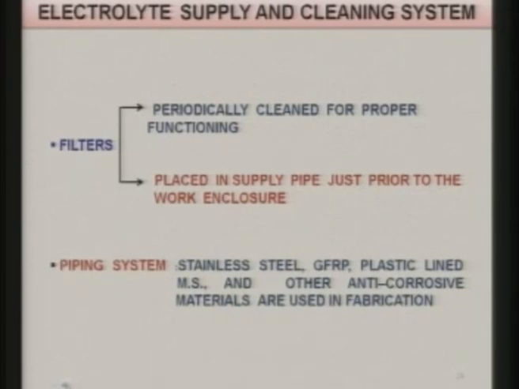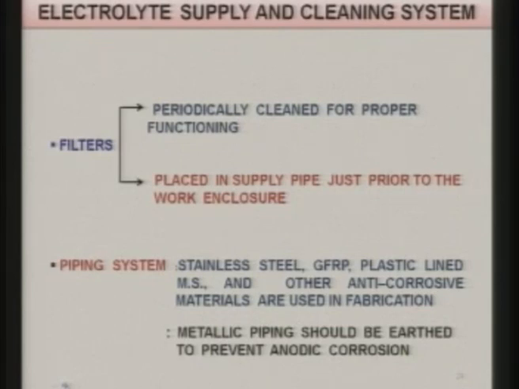Then there is a piping system. These piping systems should be made of stainless steel, GFRP glass fiber reinforced plastic, plastic lined mild steel MS, and other anti-corrosive materials. They should be used for fabrication of these. Otherwise, blockade problems may arise during the flow of the electrolyte in the different regions. Now, whatever metallic piping is used, it should be earthed to prevent anodic corrosion of that particular piping.